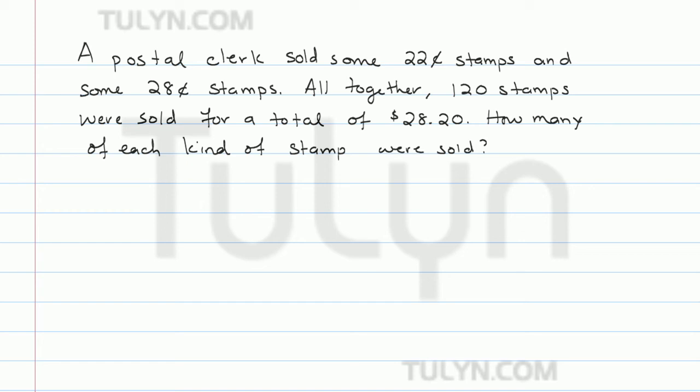A postal clerk sold some 22-cent stamps and some 28-cent stamps. Altogether, 120 stamps were sold for a total of $28.20. How many of each kind of stamp were sold?